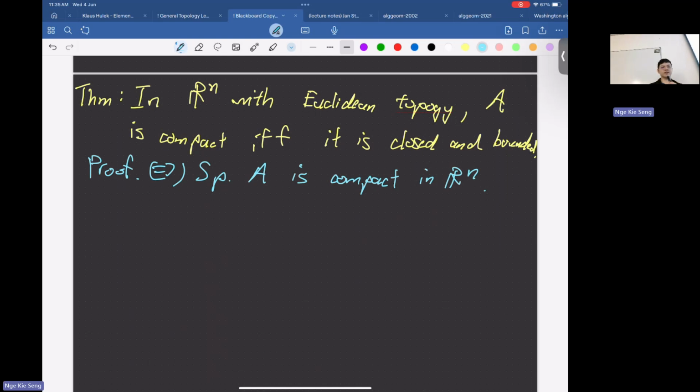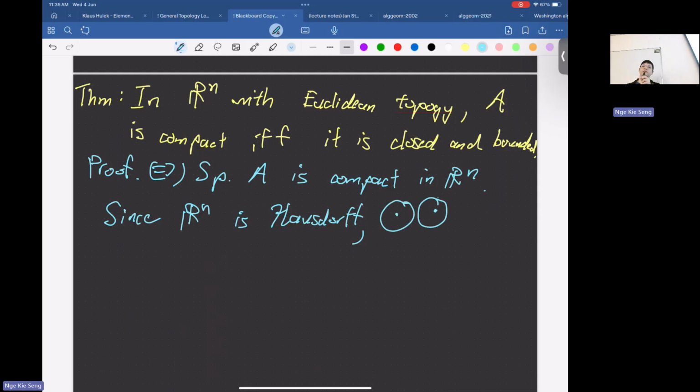Hausdorff. So is Rn Hausdorff or not? Why Hausdorff? Use your triangle inequality. Go to Rn, find two balls. Can you find two balls or not? How to find these two balls?